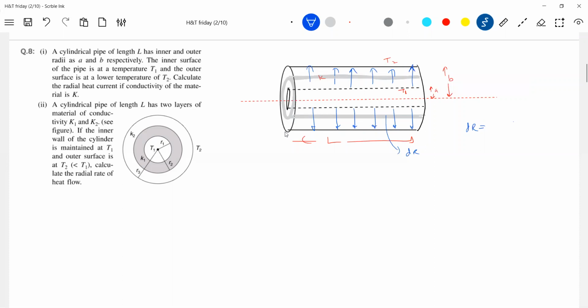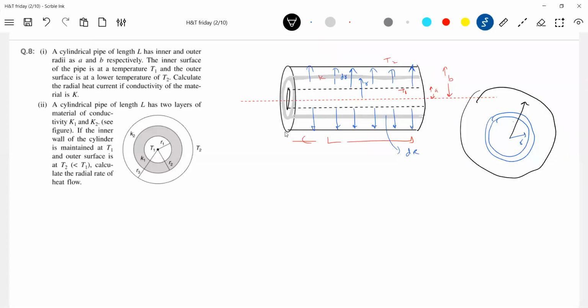So this is what we have done. Of course, this will be a cross-sectional view. What you're seeing is 3-dimensional. This is a cross-sectional view.